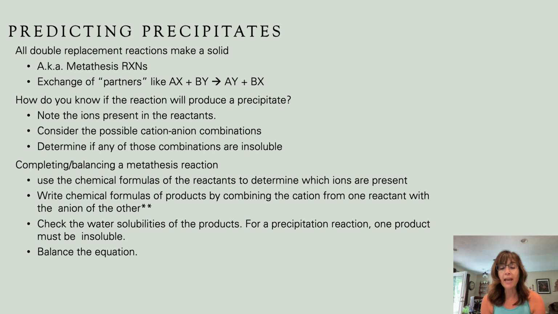So to complete and then balance a metathesis reaction, again, look at the ions present, switch places. You have to look at your charges. This is where people get it messed up. They forget about the charges, they don't write the formulas correctly, and then they can't get it to balance. And then go back to your solubility rules. Find the one that is not soluble, mark it as a solid. Make sure you balance the equation correctly.